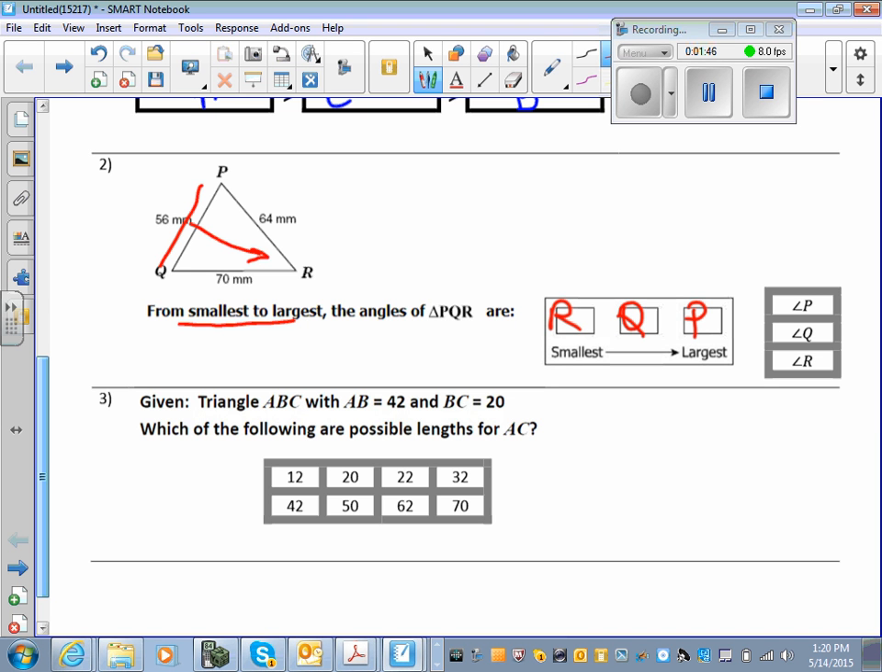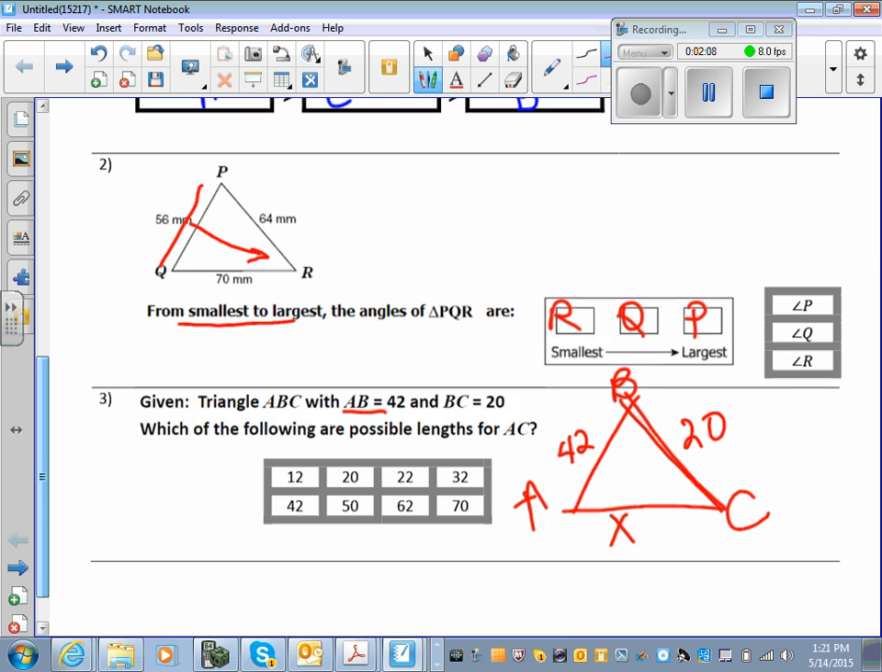Number 3, they did not give you the triangle, so you can draw your own triangle and label it any way you want it, A, B, C. But make sure when you're labeling it, AB is given to be 42, so make sure you put 42 for AB. BC is 20. And the question is, what would be the length of AC?